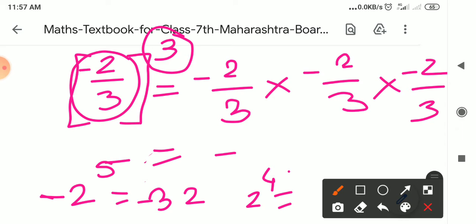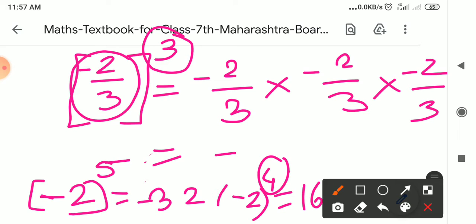So 2 2s are 4, 4 2s are 8, 8 2s are 16 is the answer, and it is positive. It means if the base is negative and the power is an odd number, the answer will come negative. If the base is negative but the power is even, minus 2 raised to 4 is also 16. Here the base is the same, minus 2, but the power is an even number, so the answer will come positive.